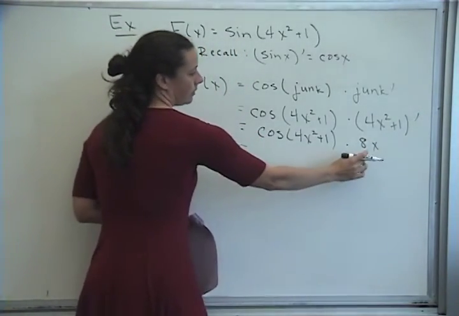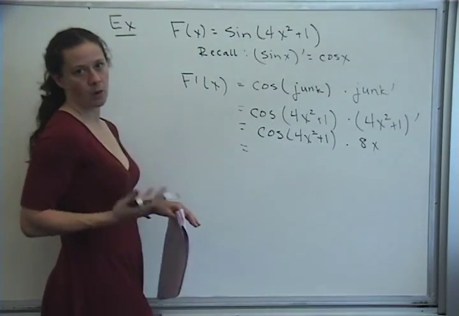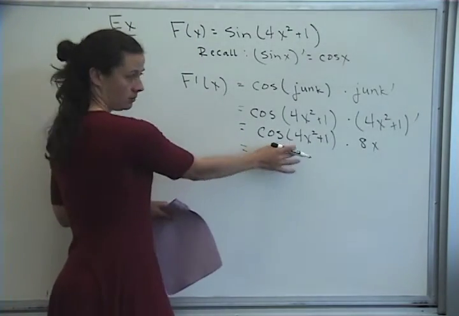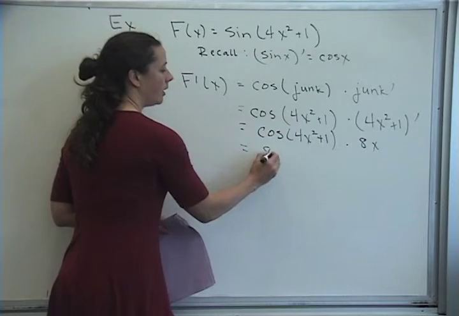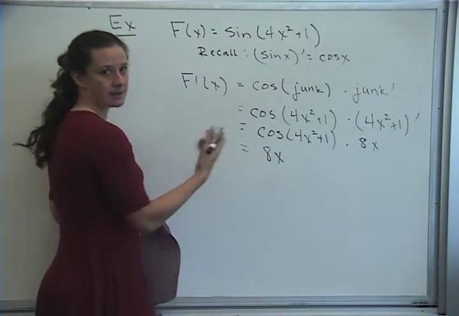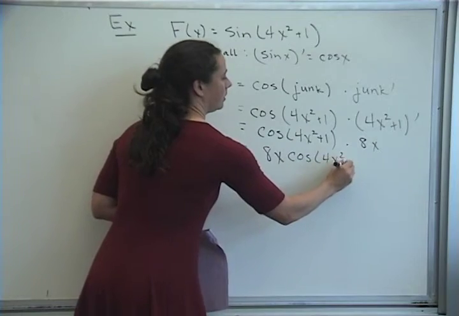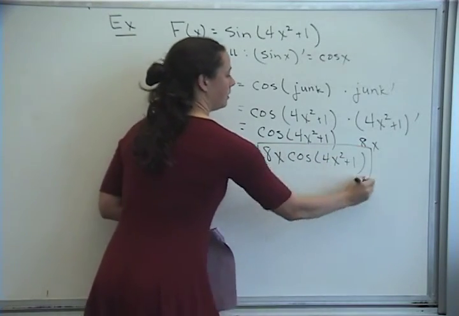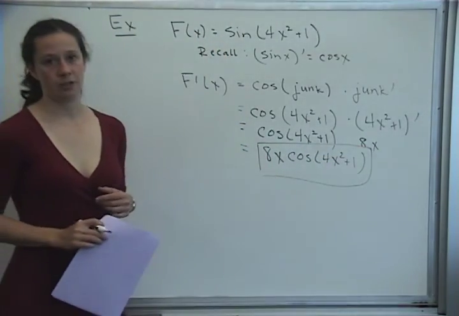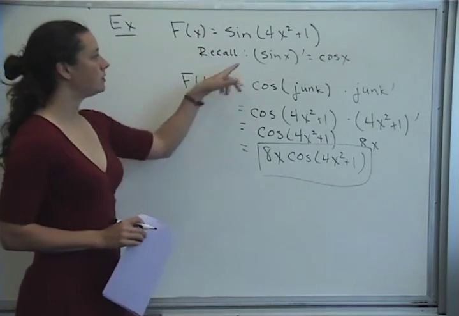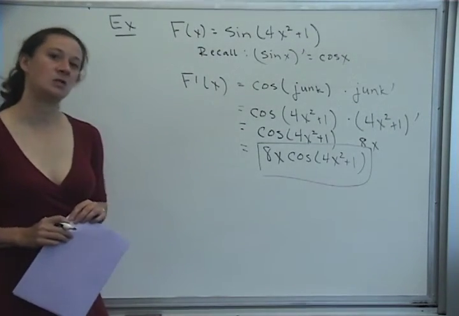And just to be sort of consistent with what people usually do in math, this is completely correct, but we would probably want to float that 8x in front just to follow convention. So this is the derivative of our original function. So we used the chain rule and we used the new trig derivatives that we've just learned.